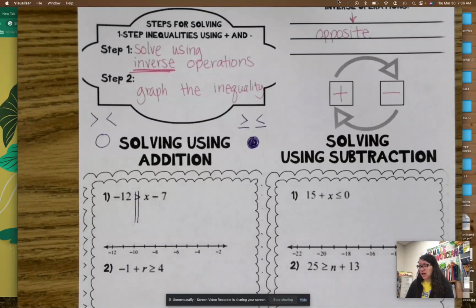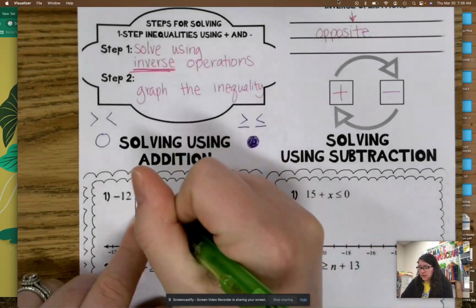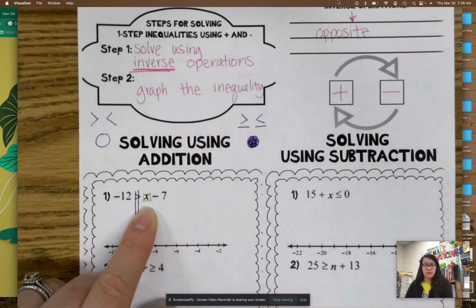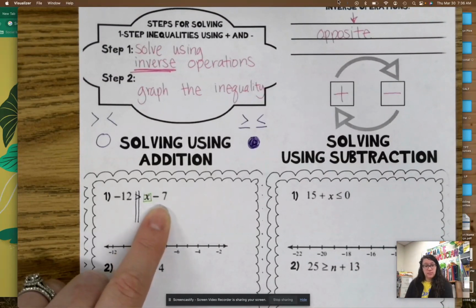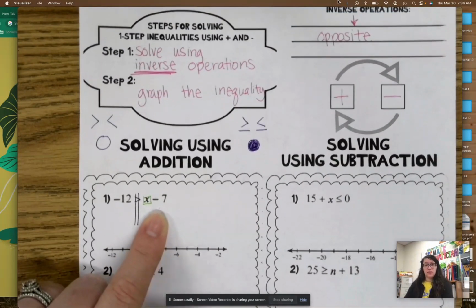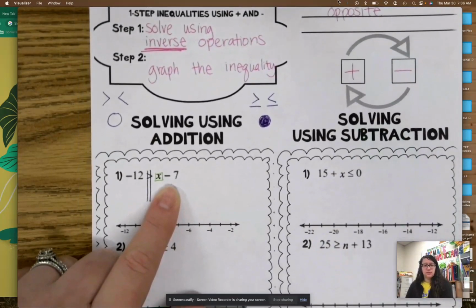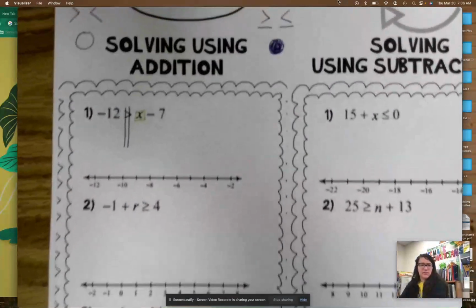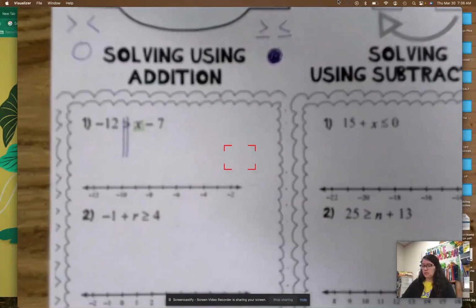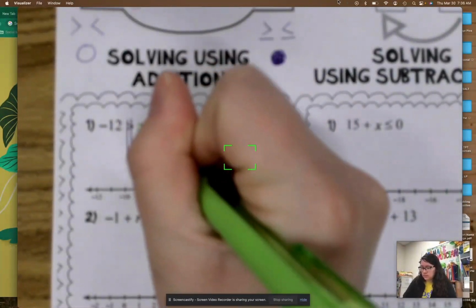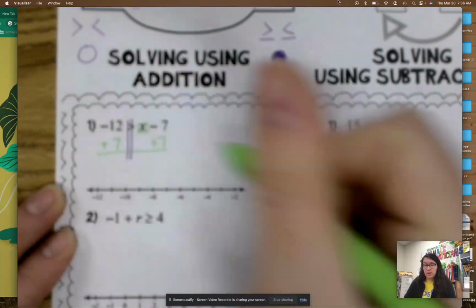I'm always trying to isolate my variable. I'm always trying to get my letter, my variable, all by itself. So I always need to get rid of the number that's with it. In this problem, the minus 7 is with it. So I need to do the inverse, the opposite of minus 7. What is the opposite of minus 7? Plus 7. So I need to add 7 to both sides.